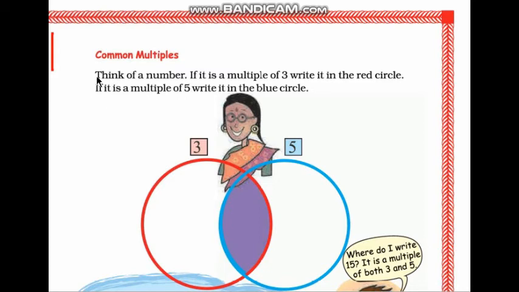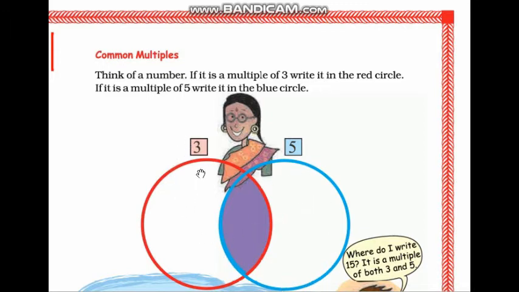So let us come to our topic common multiples and solve the question given below. Think of a number. If it is a multiple of 3, write it in the red circle. This is the red circle, and if it is a multiple of 3, here 3, you can write it in the red circle. And if it is a multiple of 5, here 5 is given, write it in the blue circle. This is the blue circle. So let us first write the multiples of 3, and here we will write the multiples of 5.